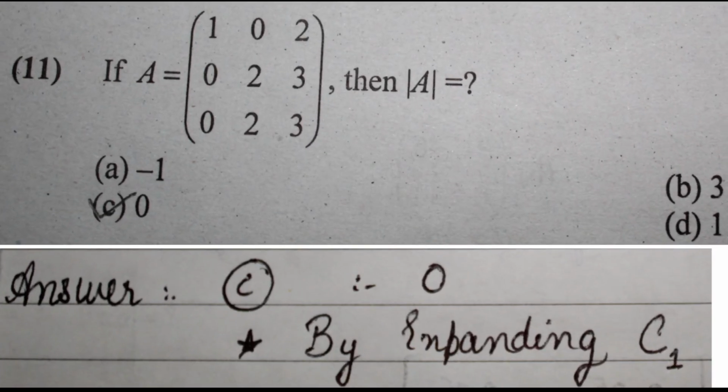Next question is, if A is equal to this, then the determinant of A is equal to what? You're just simply going to expand by C1, that is the first column, and you're going to find the determinant by AD minus BC, and then you're going to get the answer 0, that is option C.